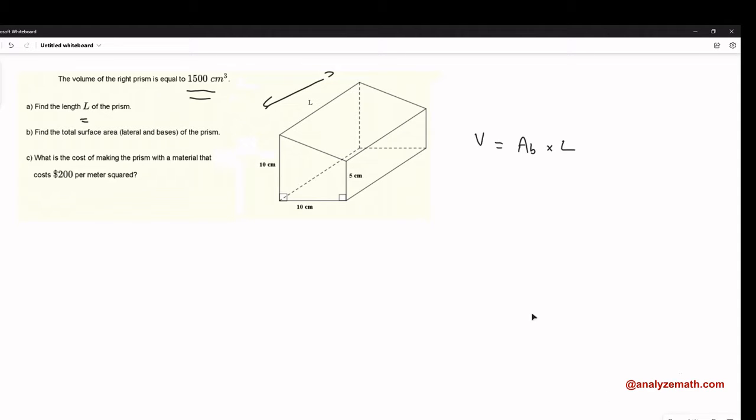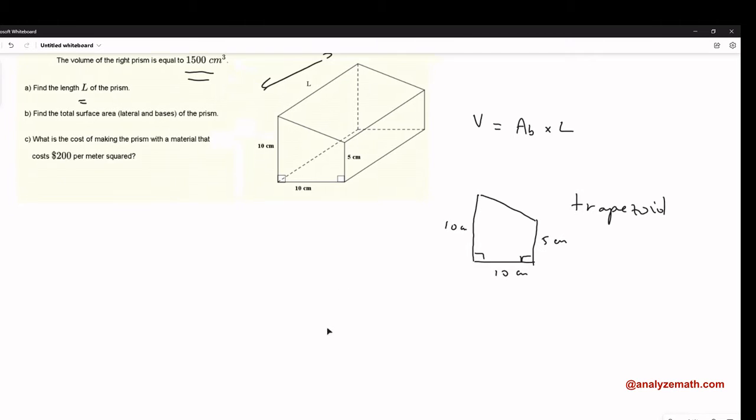L is the length of the prism, and AB is the area of the base. This one or this one, it's the same. So let's deal with the area AB of the base, which looks like this. Let's redraw it here. So this is 90 degrees, this is 90 degrees, therefore these are parallel, 10 centimeters, 5 centimeters, and 10 centimeters here, and this is a trapezoid.